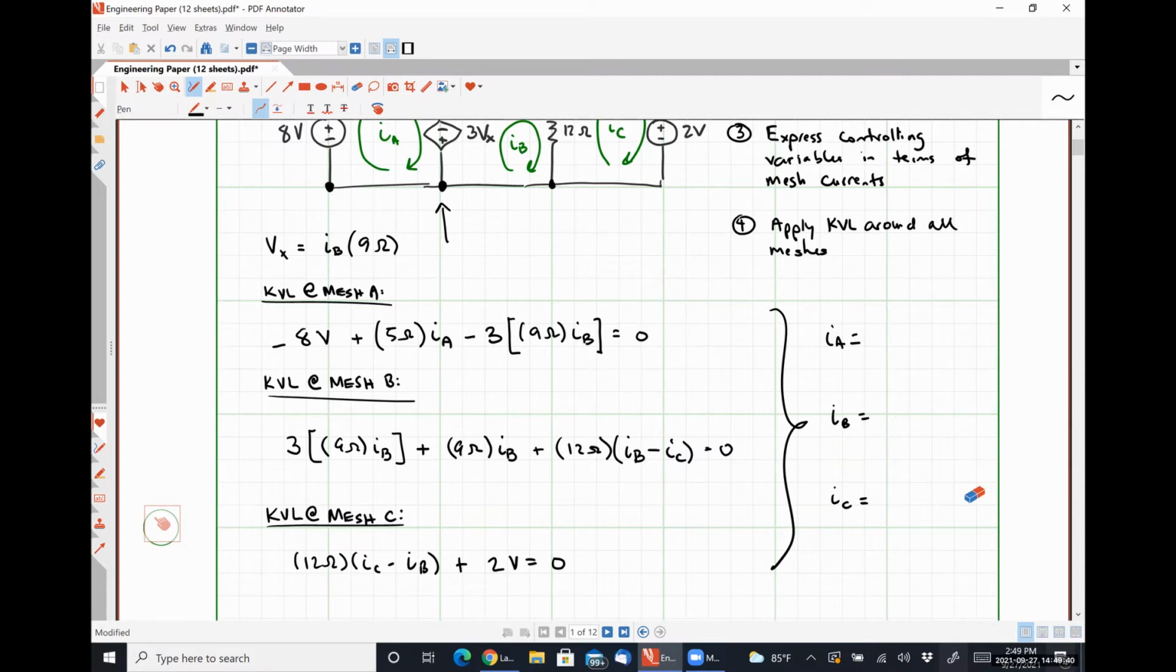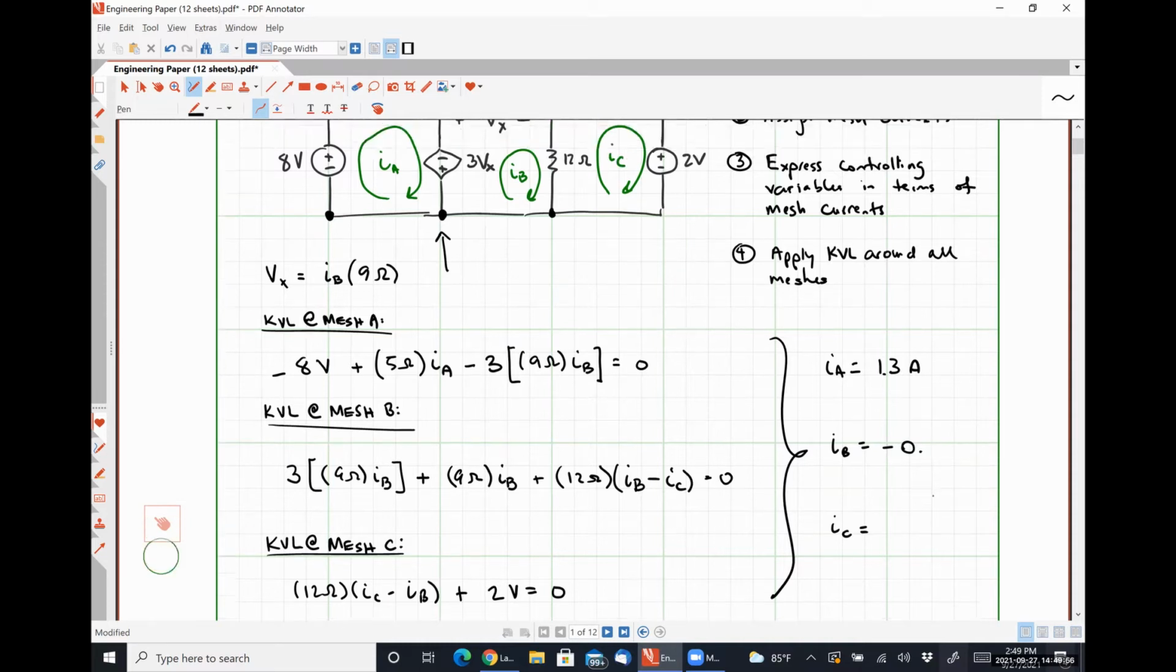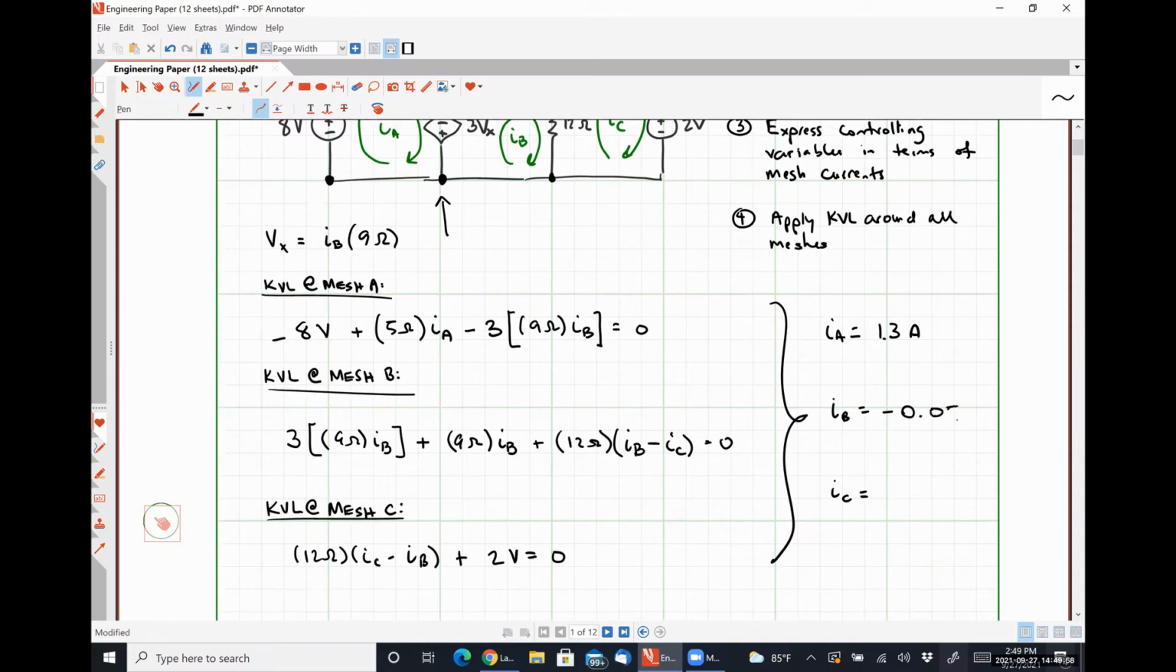I got 1.3 amps here, -0.5 repeating here. Excuse me, it is 0.5. And then -0.2 repeating. Apologize for my mistake.